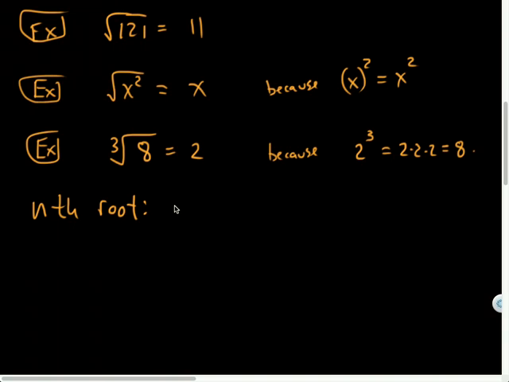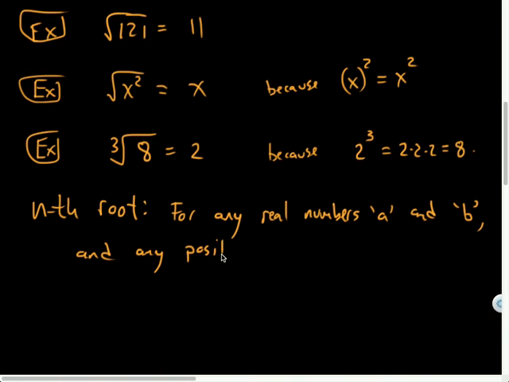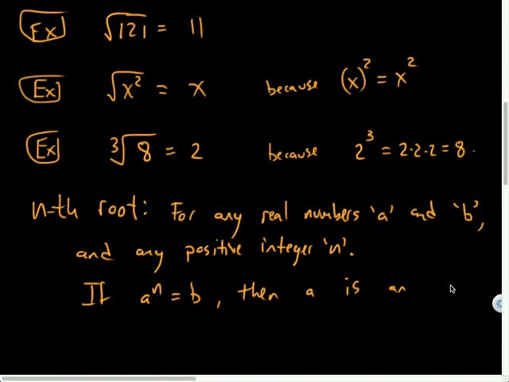Okay? And it's going to be a similar definition of what we had earlier. The nth root. Think of a number and call it n. In fact, we will restrict n somewhat. It can't be any number. We're going to make it a positive integer. But for any real numbers a and b, and any positive integer n, if a to the n equals b, then a is an nth root of b.